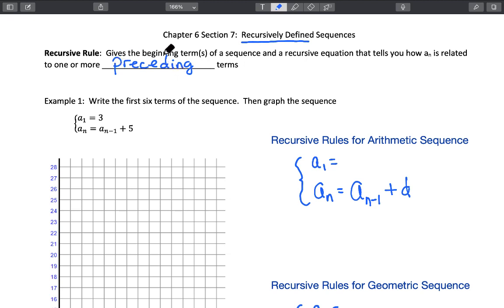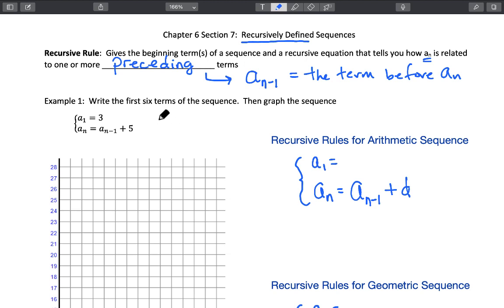Recursive rules always give the beginning term or terms of a sequence, and then they use a recursive equation that tells you how a sub n is related to one or more of the preceding terms. Now the preceding terms are going to be distinguished by a sub n minus 1. So this is always going to be the term before a sub n. Okay?